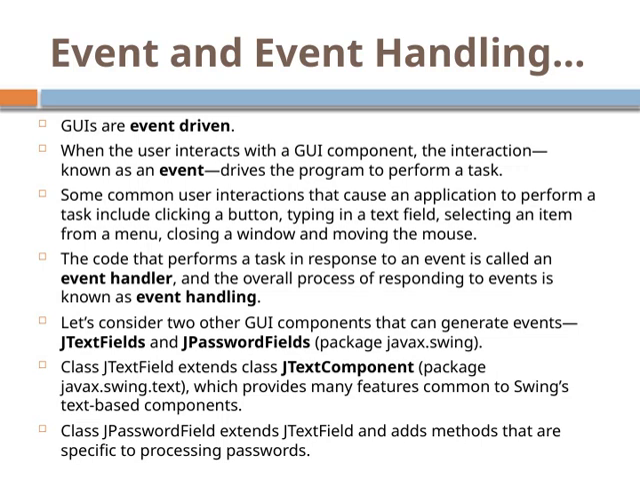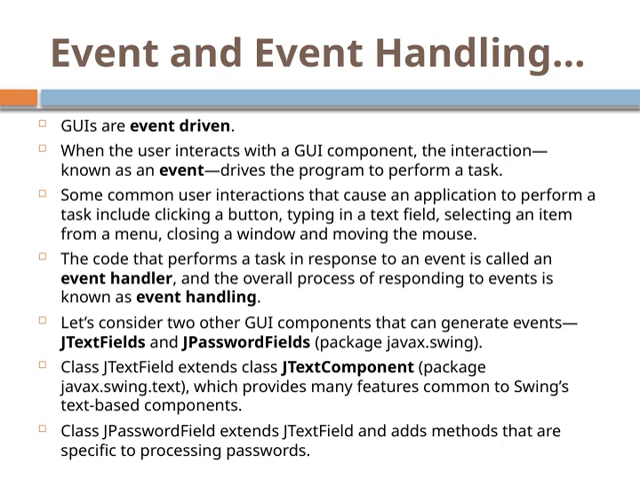Let's talk about events and event handling in GUIs. GUIs are inherently event-driven, which means that they respond to user actions. When you interact with a GUI component, like clicking a button, typing in a text field, selecting a menu item, closing a window, or moving the mouse, these actions are considered events. These events are what drive the program to perform specific tasks. The code that responds to these events is called an event handler. Think of it as a specialized piece of code that gets triggered when a particular event occurs. The entire process of responding to these events is known as event handling.